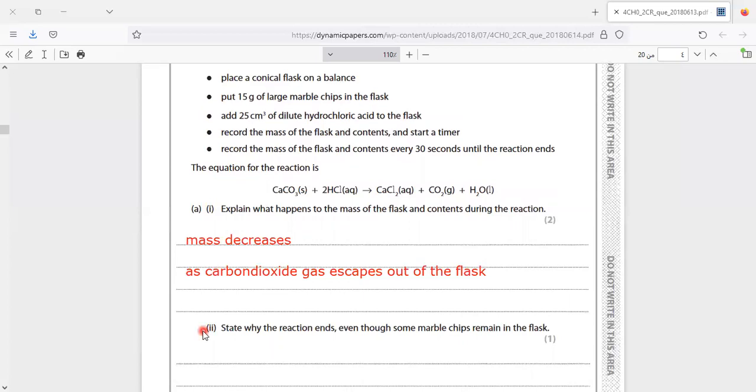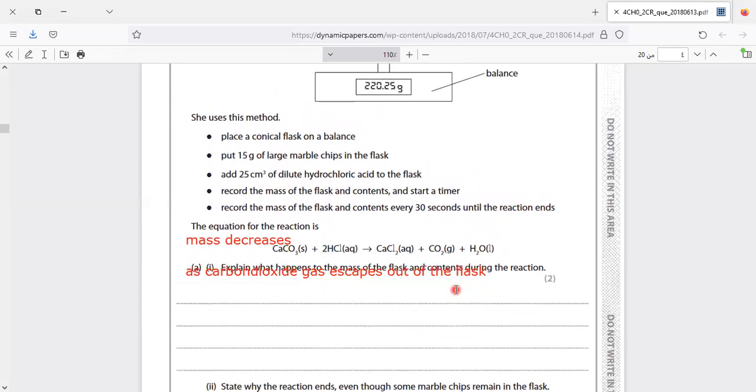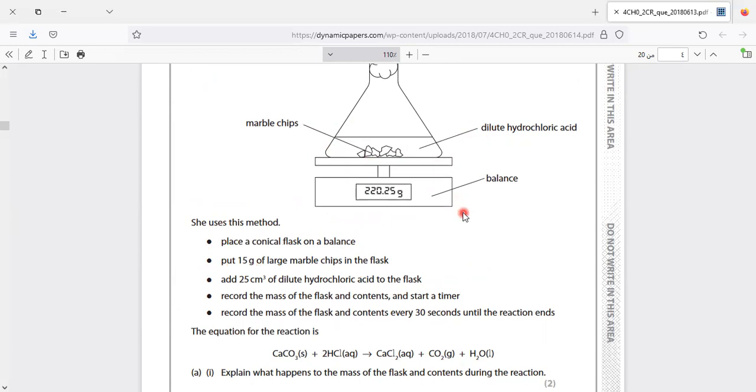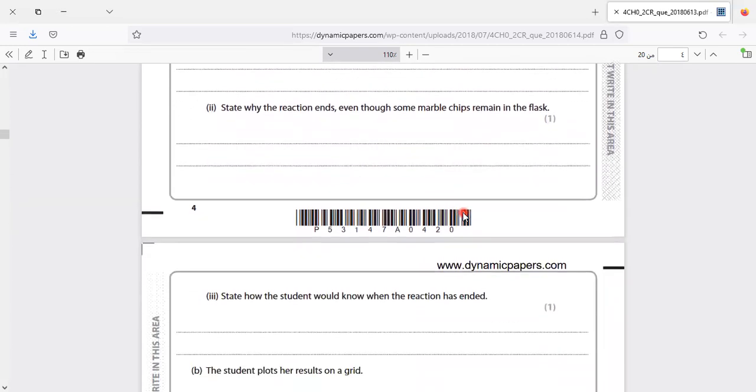Number 2. State why the reaction ends even though some marble chips remain in the flask. All the acid has reacted. Yes, all the hydrochloric acid has reacted because we added extra marble chips. So the marble chips have nothing left to react with.